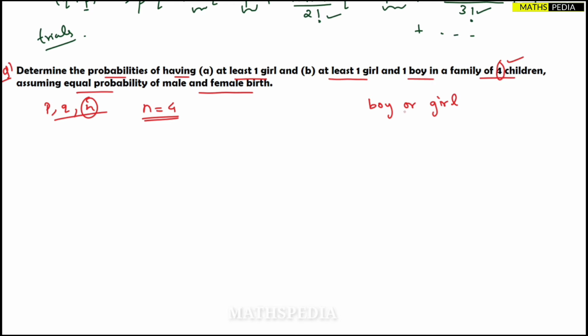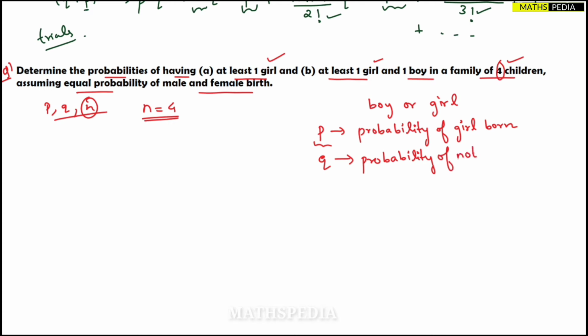Now, as I said before, they are asking at least one girl and one boy. So I'll consider p as the probability of girl born. Q will be the opposite of this, that is, the probability of not girl being born. So indirectly, p is girl being born, so q will be boy, correct? If p we are considering girl being born, the opposite of that will be boy, that's it.